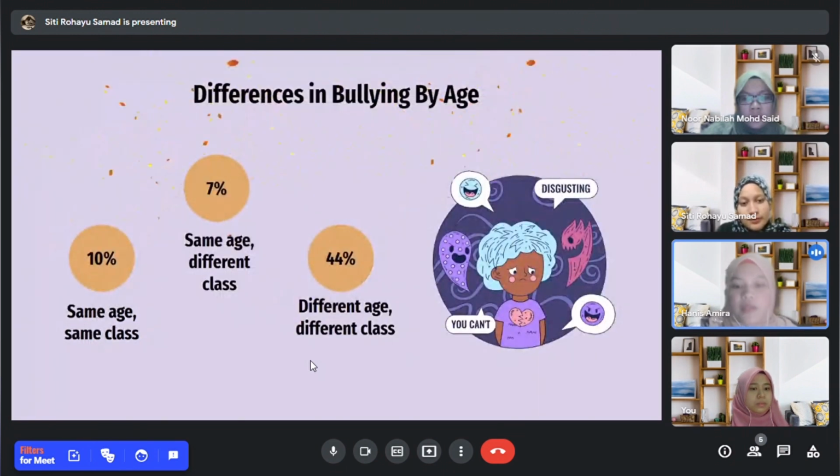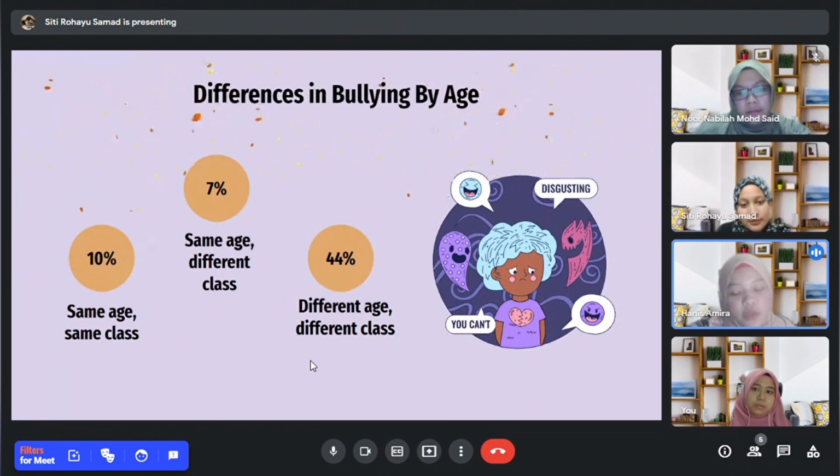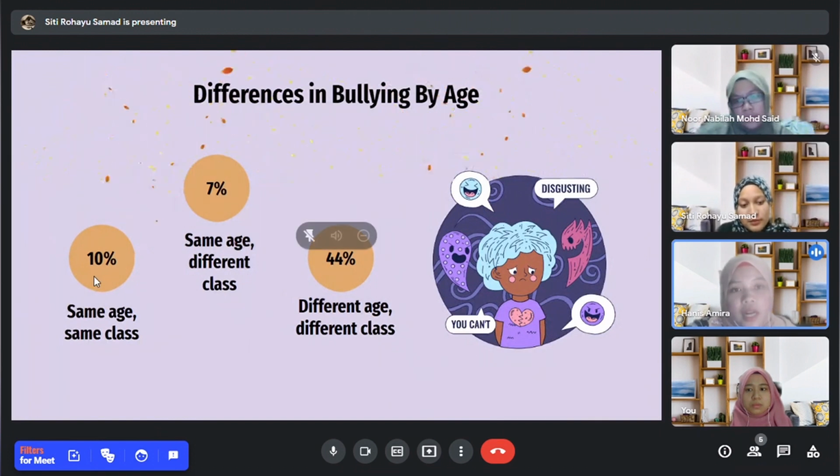According to the respondents, the ways of bullying differ according to age and also gender. Male students are more likely to bully others rather than female students. So this is the frequency of bullying by age.